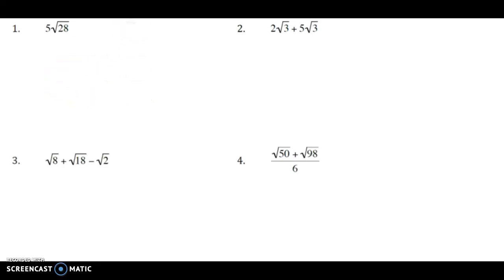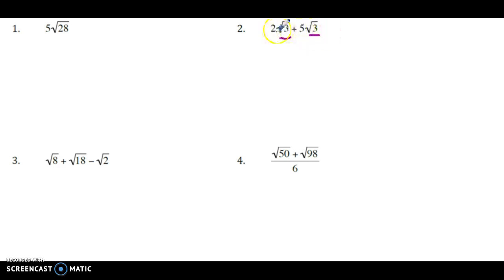All right, so we're on lesson 9 homework, and this homework has to do with simplifying radicals and adding and subtracting radicals. And so let's skip number 1 because we did simplifying radicals in our last lesson. And number 2 actually is pretty easy because the two things have like radicands, and so our like radicands are radical 3 and radical 3.